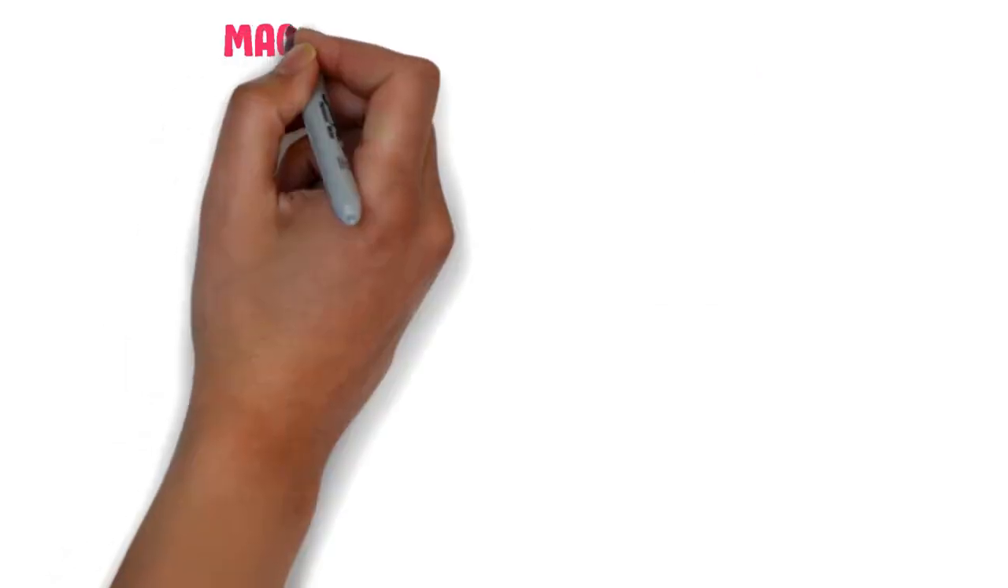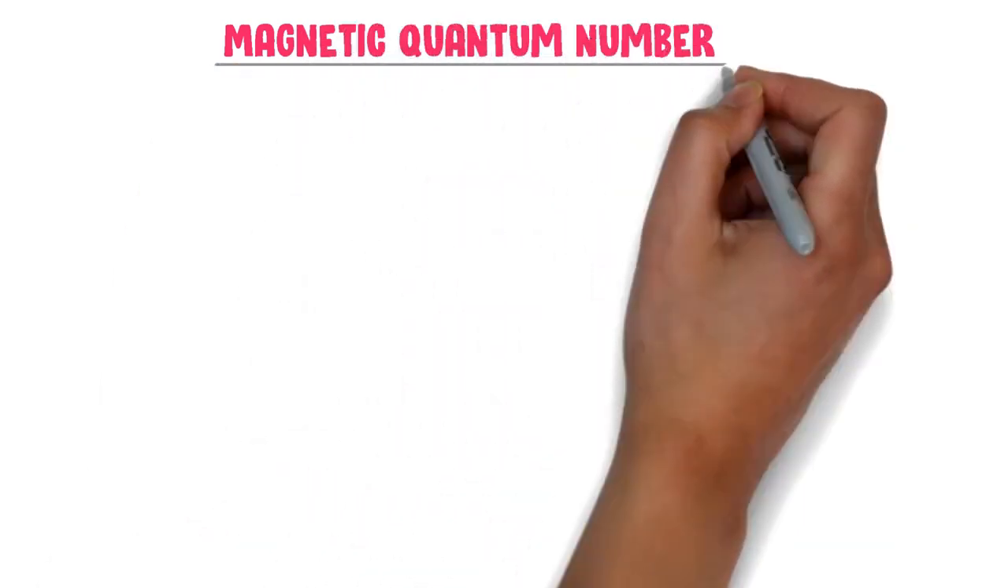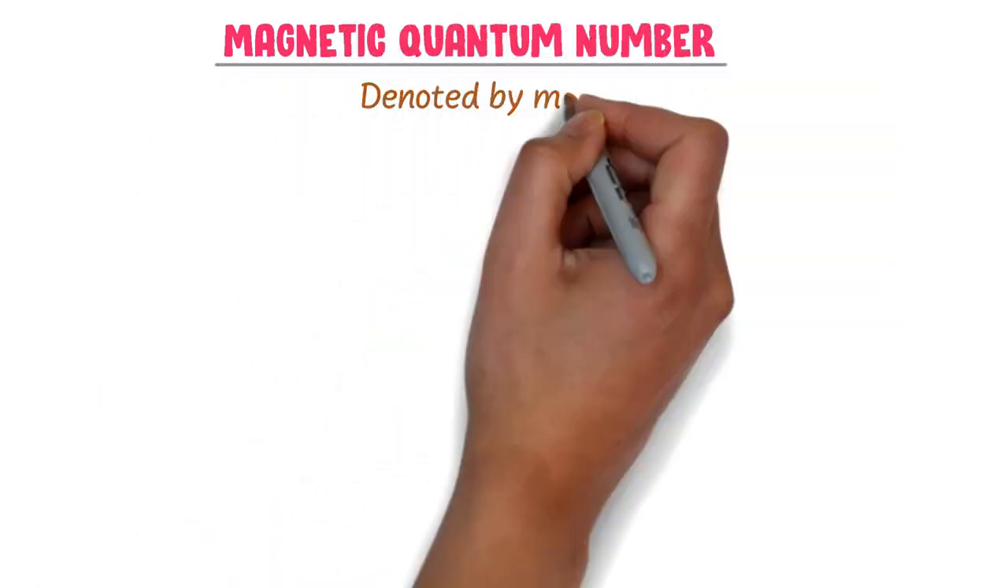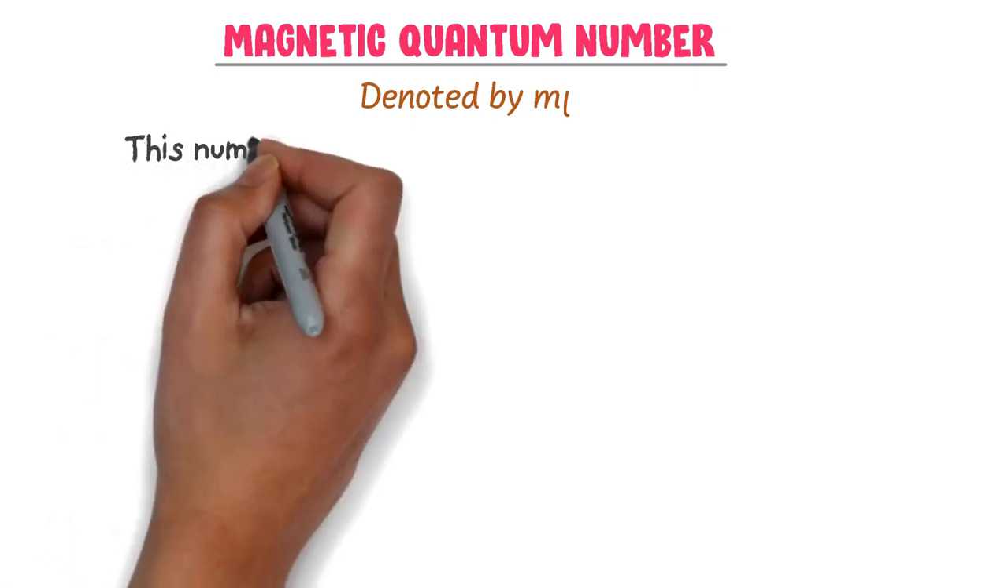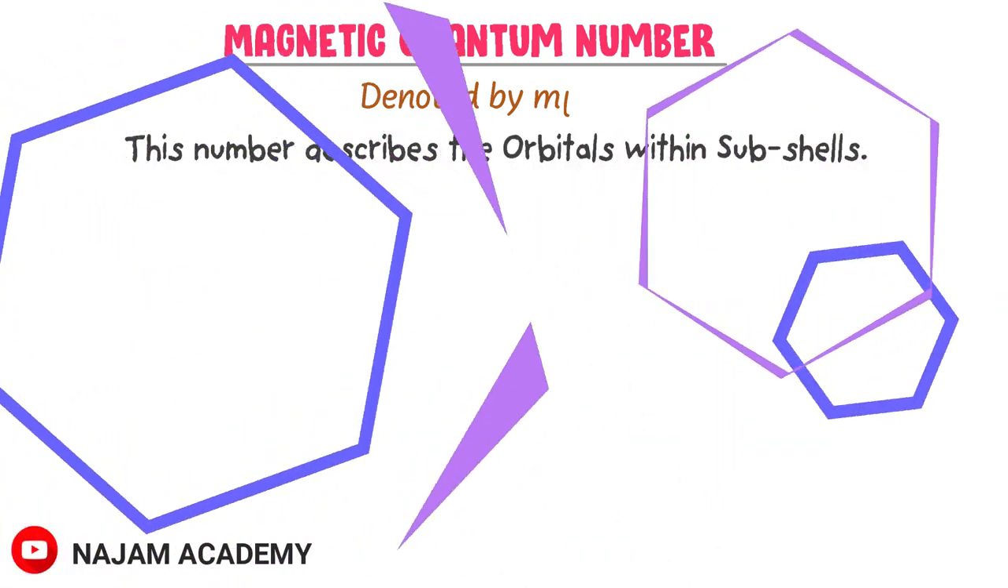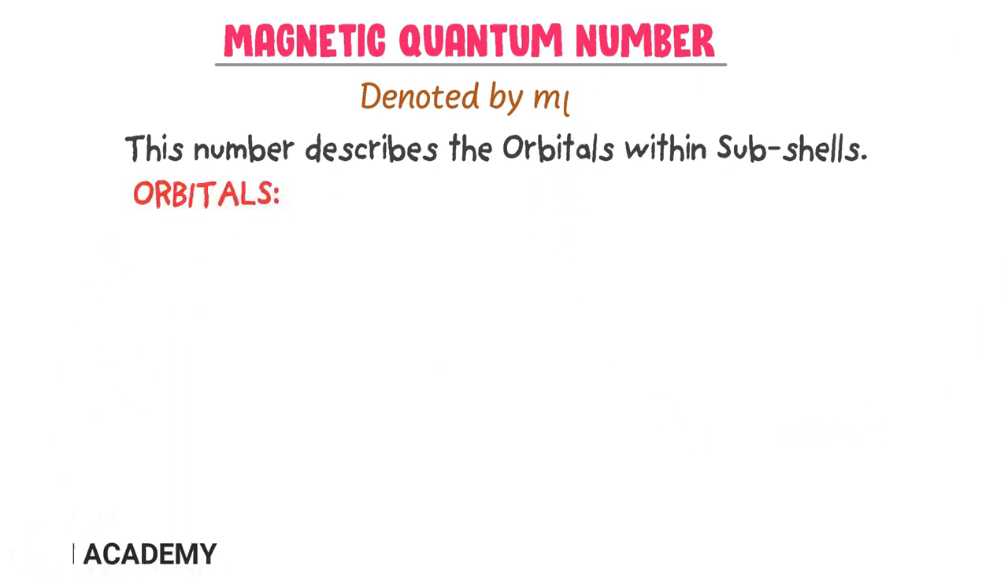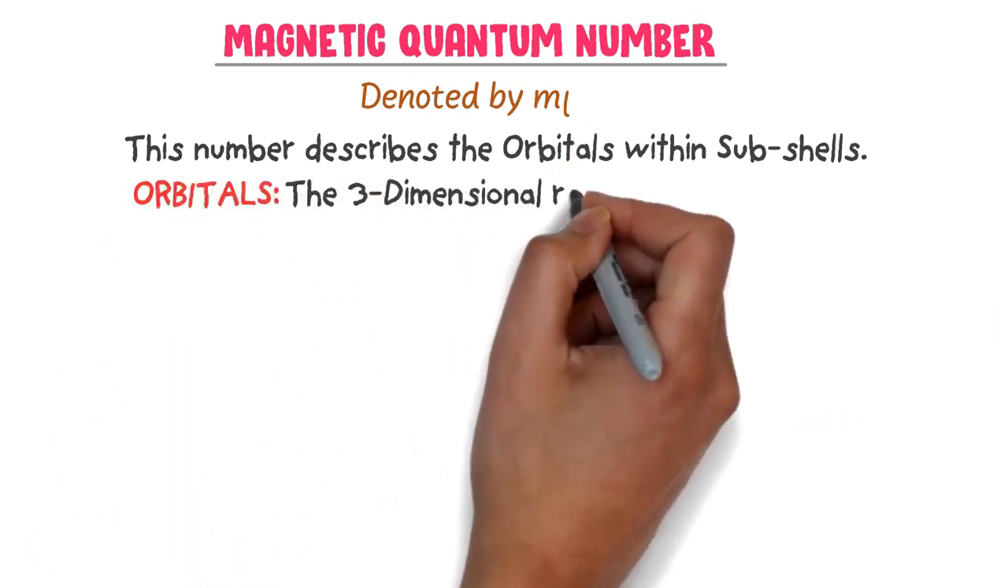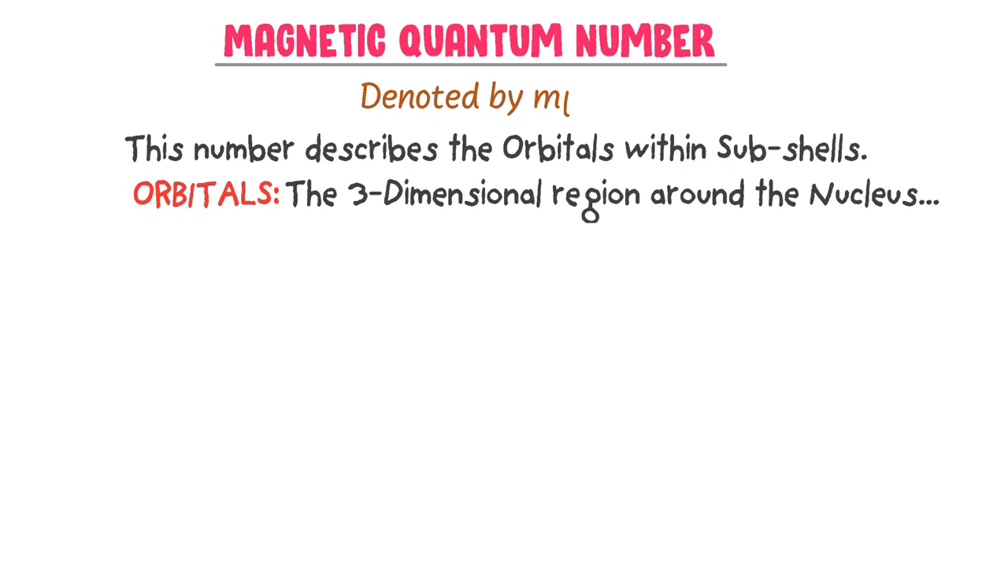The third quantum number is the magnetic quantum number. It is denoted by m sub L. This number describes the orbitals within a subshell. Well, we define orbitals as the three-dimensional region around the nucleus where the probability of finding an electron is maximum. Now, what is the relationship between subshells and orbitals?